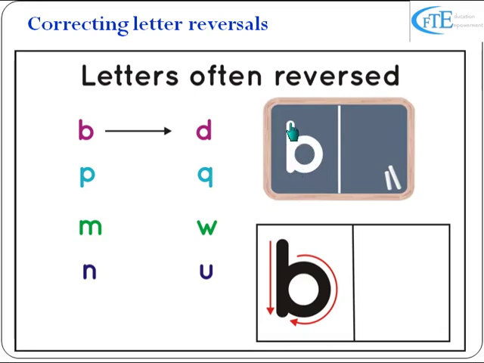B, B, B, B. Let your child write on this letter at least 10 to 15 times. Then get your child to write the letter in the blank space on the right. Get your child to do this repeatedly until it is able to write the letter correctly.